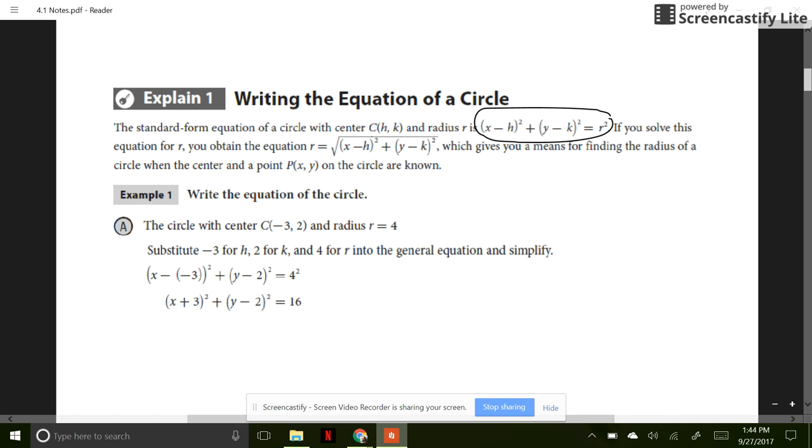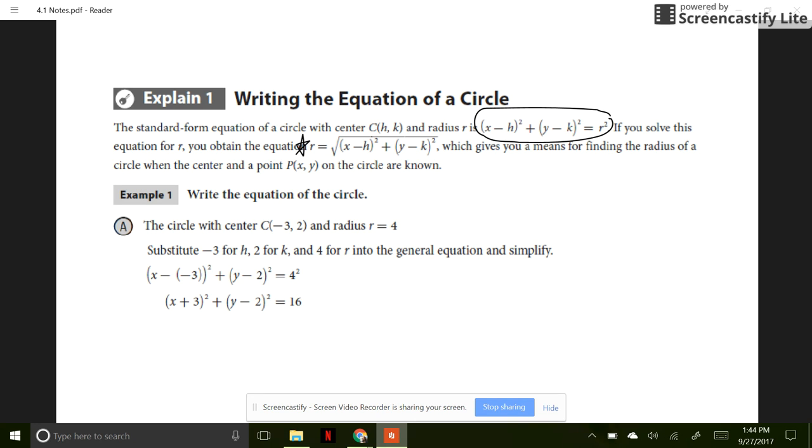This equation actually comes from the distance formula. If you have your center point and a point on the circle, you find the distance, and that tells you the radius. So you use the distance formula to find the equation of the circle. Really you just need to learn this formula, but you can derive it from the distance formula.